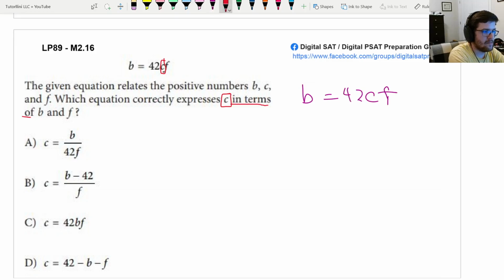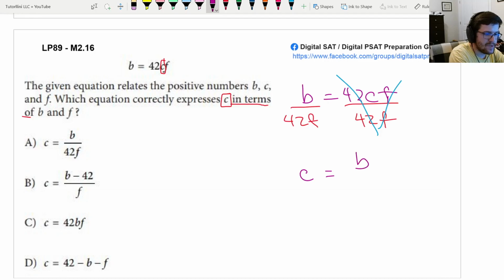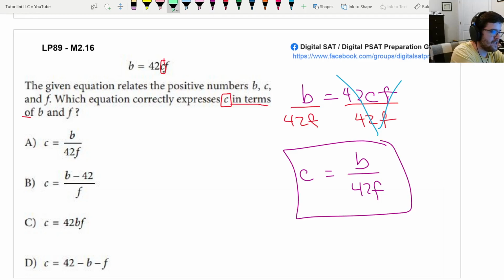So to move them, the opposite of multiplication is division. For these guys, make sure you actually show the steps of your algebra, like what I'm writing in red. Sometimes if you're doing something like x plus 4 equals 6, you can just do it in your head. But with literal equations, you can't do that. So I'm going to divide both sides by 42f. And you see this guy goes away and that guy goes away. And we get C equals B over 42f. And that is it. That is answer choice A.